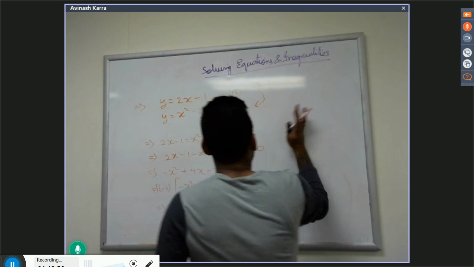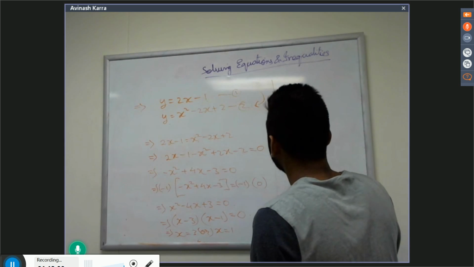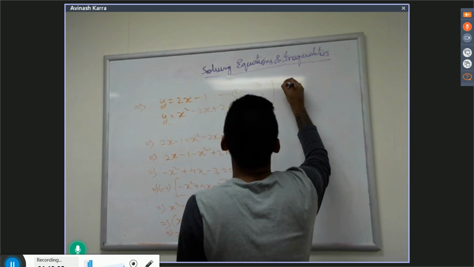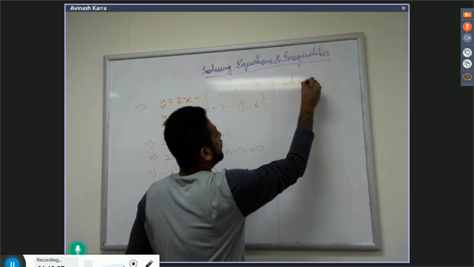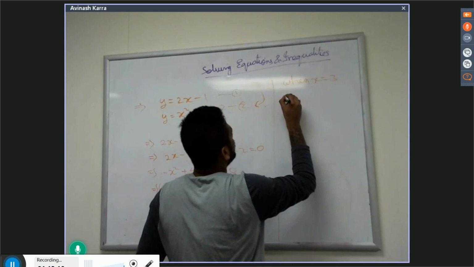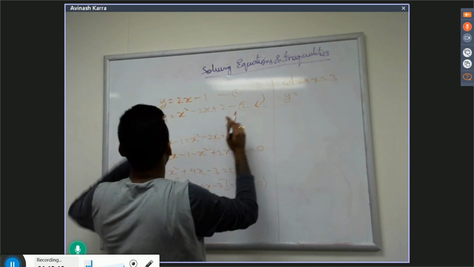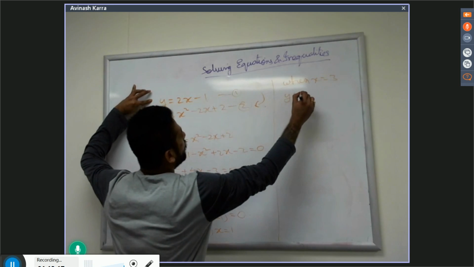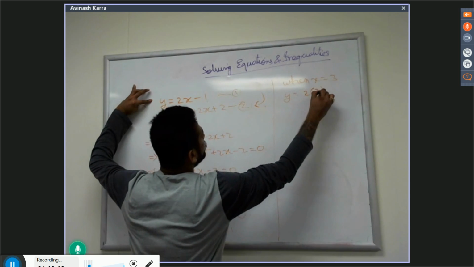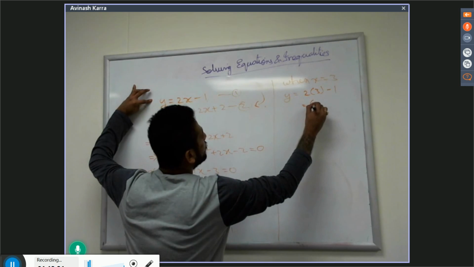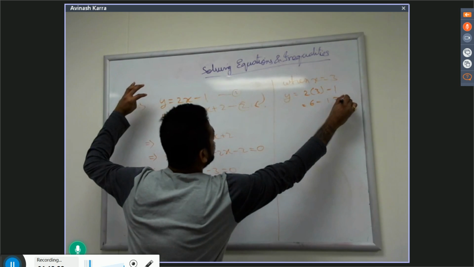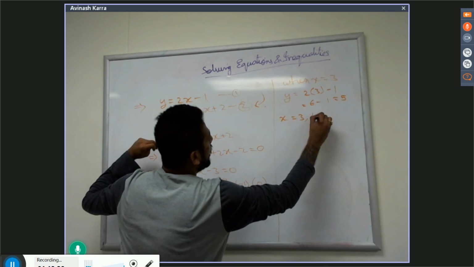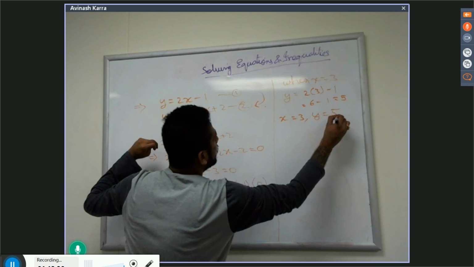So when x equals 3, what will be the value of y? Substitute in any one of the equations. Let me substitute in equation 1. When x equals 3, y is equal to 2 into 3 minus 1, which is 6 minus 1, equal to 5. When x equals 3, y is equal to 5.